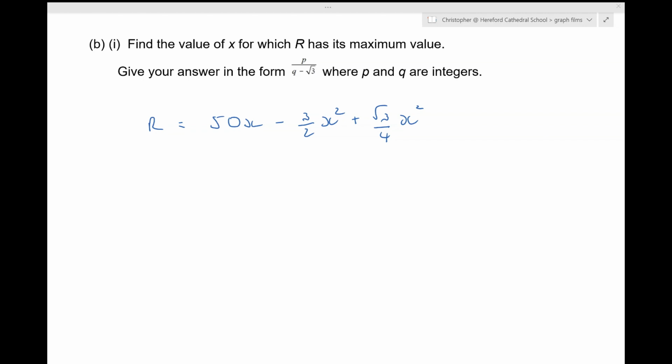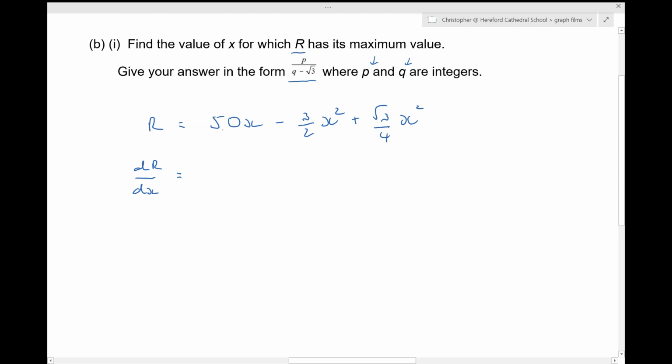Part B. Find the value of x for which r has its maximum value. Give your answer in this form, where p and q are integers, right? I've got here my expression for r in terms of x, which I've copied across from part A. And I need to differentiate this with respect to x, and then set that differential to 0 in order to find the value of x which gives r its maximum value, or gives a stationary point anyway.